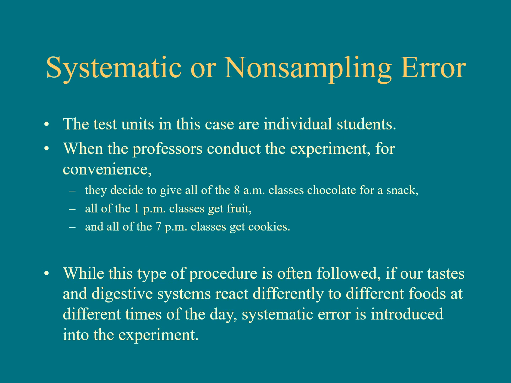When the professors conduct the experiment for convenience, they decide to give all of the 8 a.m. classes chocolate for a snack. All of the 1 p.m. classes get fruit, and all of the 7 p.m. classes get cookies. While this type of procedure is often followed, if our taste and digestive systems react differently to different foods at different times of the day, systematic error is introduced into the experiment.